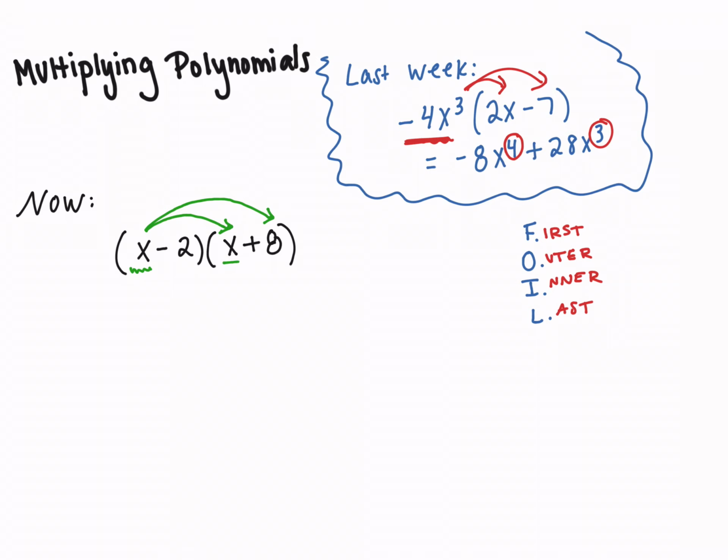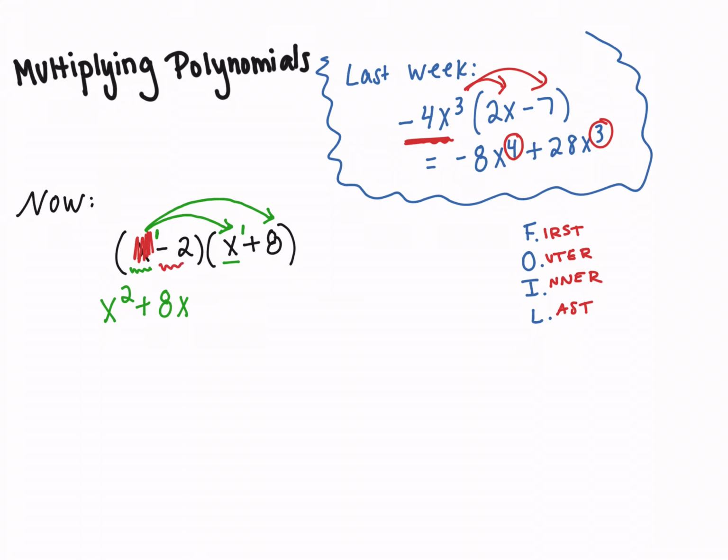So x times x becomes x squared, because again, I'm going to keep my base and add my exponents, and technically they both have a 1 for an exponent. And then x times 8 would be plus 8x. So now I've taken care of that first x. I've distributed the first x. I'm done with it. Now I also have to do the exact same thing again, but now with the negative 2. So it's kind of like we're taking two problems from last week and putting them together into one.